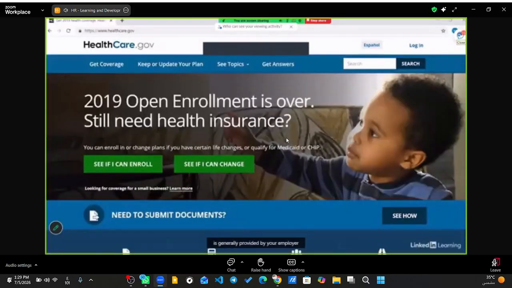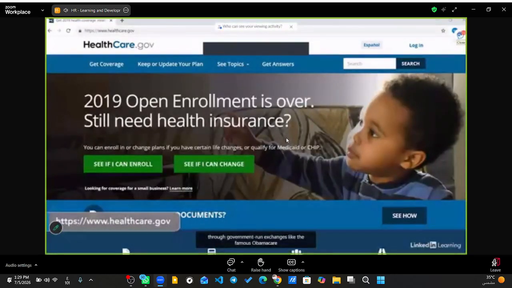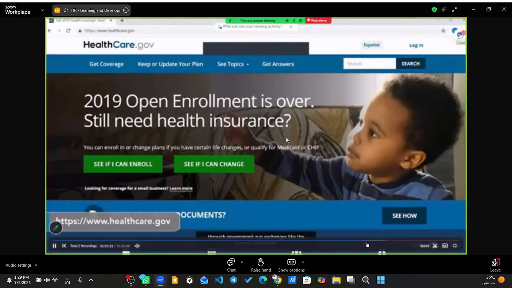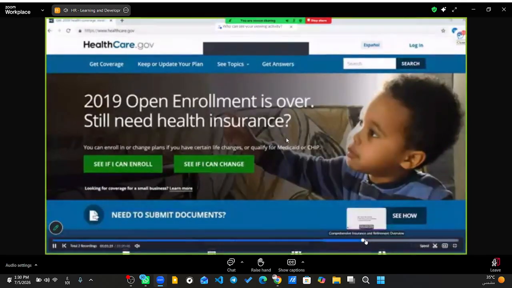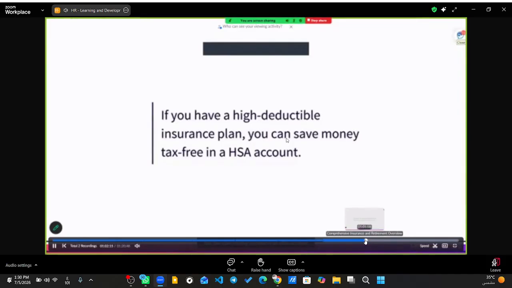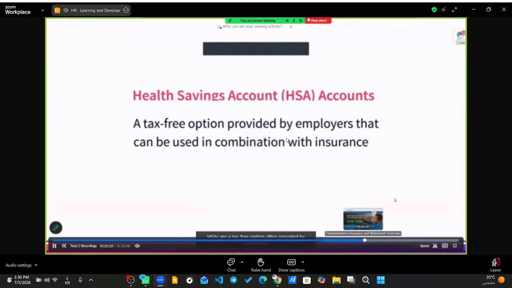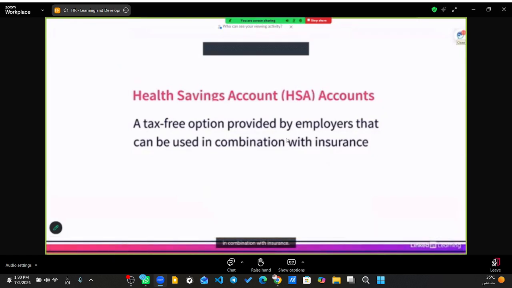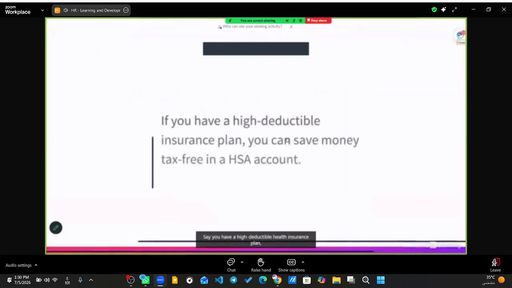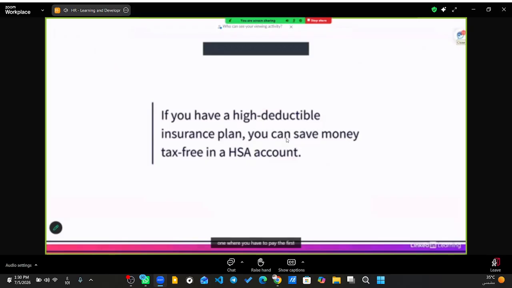Health insurance is generally provided by your employer, or alternatively can be purchased through government-run exchanges like the famous Obamacare, which are often set up on a state-by-state level. You can have a free option, often provided by employers, and they are a great tool to use in combination with insurance. Say you have a high-deductible health insurance plan, one where you have to pay the first $1,000 or $2,000 in medical expenses before the insurance kicks in. You can save money tax-free in an HSA account.